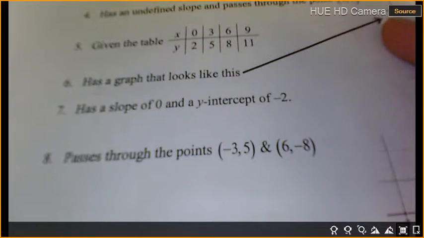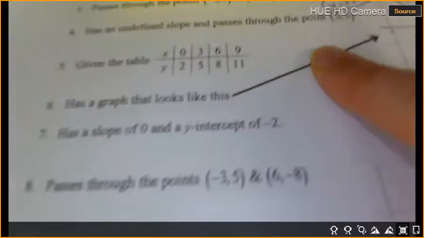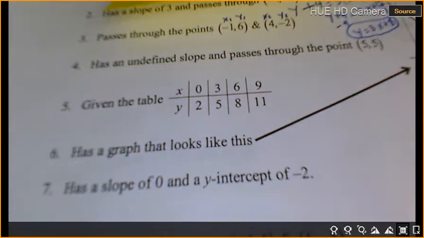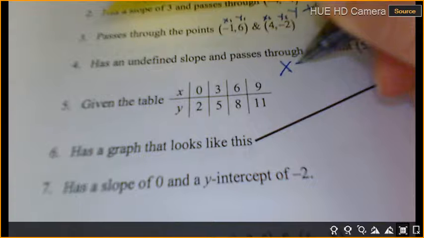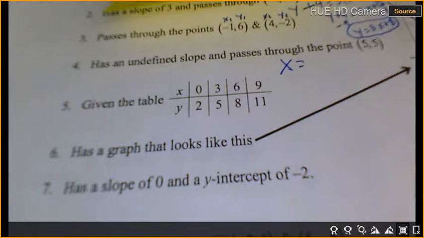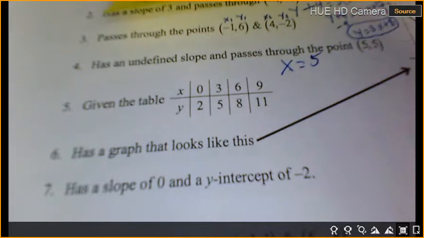All right. It has an undefined slope and passes through 5, 5. This was a question that you guys had yesterday. If it has an undefined slope, it should be x equals something. What's the x value of that point? Yeah, so that's it.